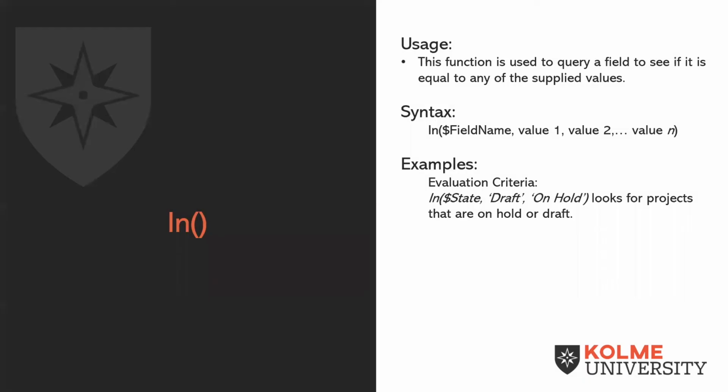Let's take a look at the syntax. The syntax for in is pretty straightforward. You input the field you're querying, followed by the list of values you're looking for. Here in the example, we are looking to see if the current object, in this case, a project, is in the state of draft or on hold. You can see that in makes formulas easy to expand on later, rather than using state equals active or state equals on hold or state equals draft.